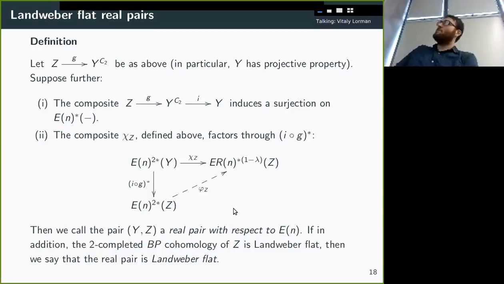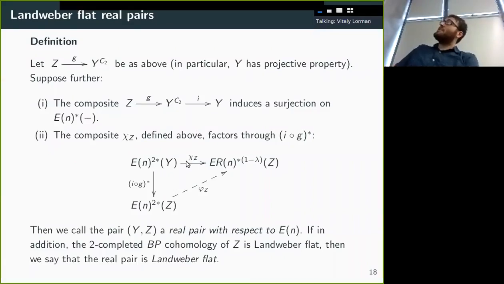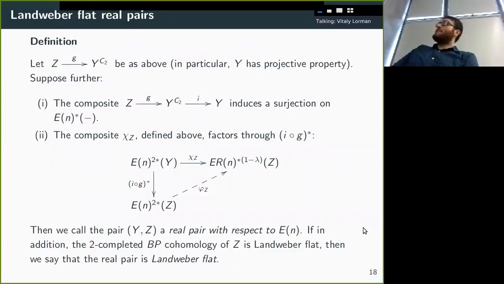So I won't get into this part of the proof in too much detail, but let's assume we have these two conditions, and let's assume furthermore that the BP cohomology of Z is Landweber flat. Then we call this pair of Z and Y a Landweber flat real pair, and the theorem is that if we have a Landweber flat real pair, then we can compute the ERN cohomology of Z as a base change of the EN cohomology of Z up to the coefficients of ERN. So here I can tell you what this notation is now. En hat star Z is just the image of this map chi sub Z. So this composite we formed here, we call its image En hat Z. And what it is, it's a copy of the En cohomology of Z inside the ERN cohomology of Z, but with a scaling of degrees.